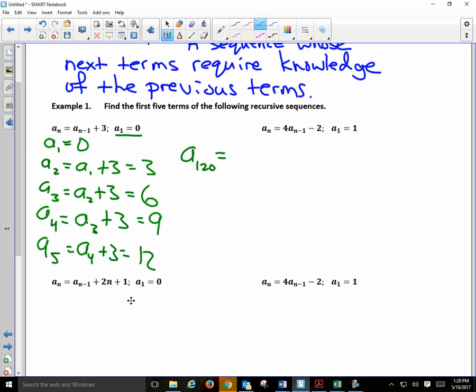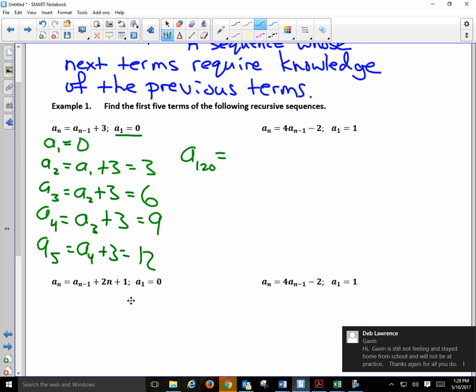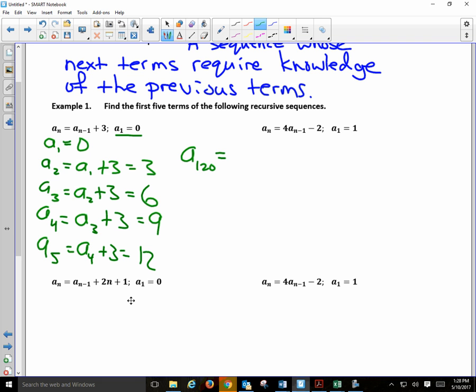Well, you would want to know what the a sub 119th was, right? Now, the fact is you could figure this out, but you would do so by writing an arithmetic formula. Notice that recursive is not a rule, an explicit rule that determines value. So it has its weakness to it, but it's also kind of fun.